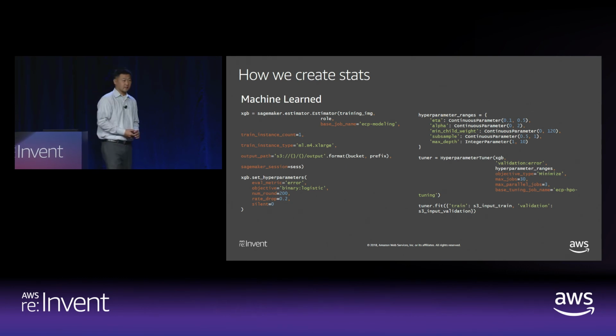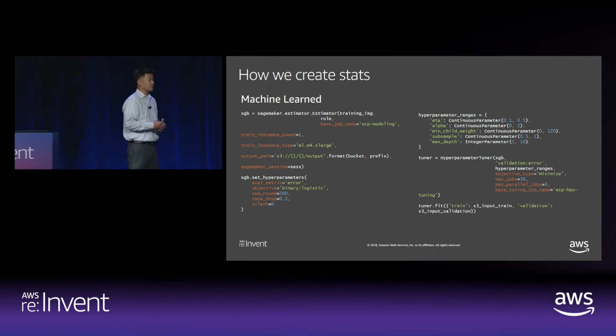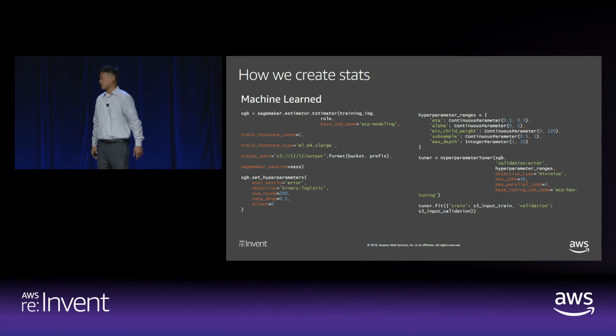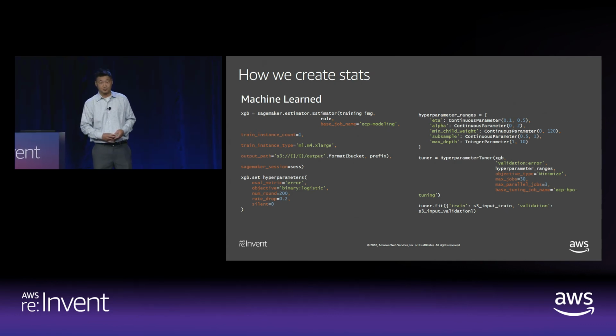So with SageMaker and machine learning, we also have a new type of stat that we can create. We can start using historical data. We can start to predict what might happen on the next play, or we can also quantify how difficult a pass is to complete.